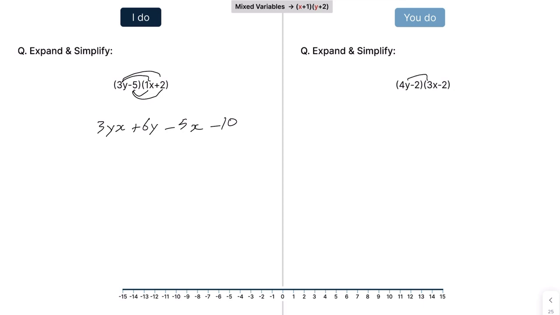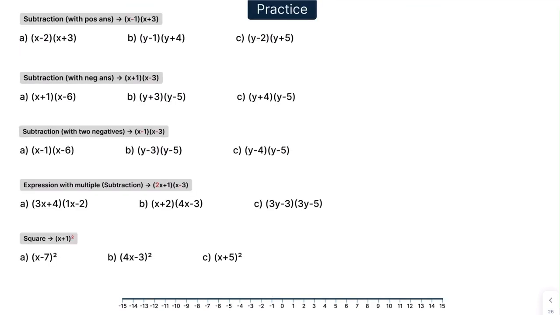And hopefully you've had a go at this one. So that's going to be 12yx minus 8y minus 6x plus 4. Again, there's no like terms to collect, so we can leave our answer as it is.